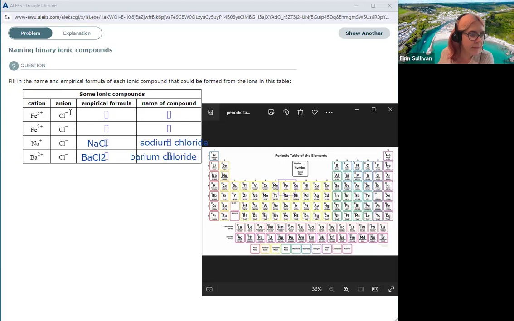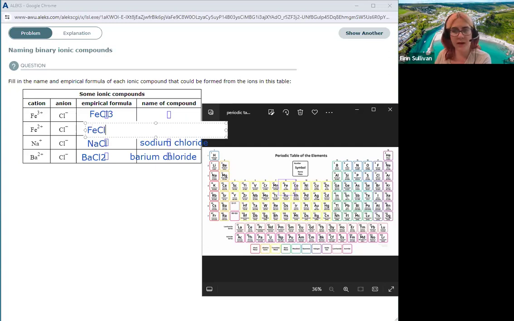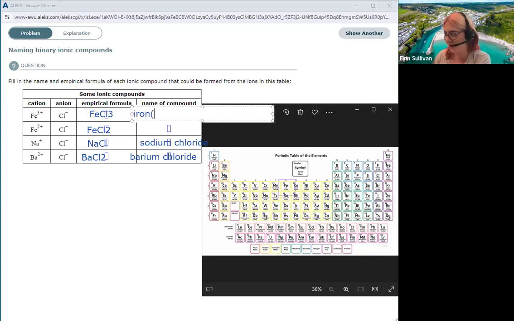If we get the empirical formulas of these, you can see it's going to have two different empirical formulas. So it's completely different compounds with different chemical and physical properties. The iron 3 cation will need 3 chloride ions to balance it out, and the iron 2 will need 2 chloride ions to balance it out, so it's charge neutral. So when we come to name these, we need to specify that it's iron 3 chloride or iron 2 chloride.